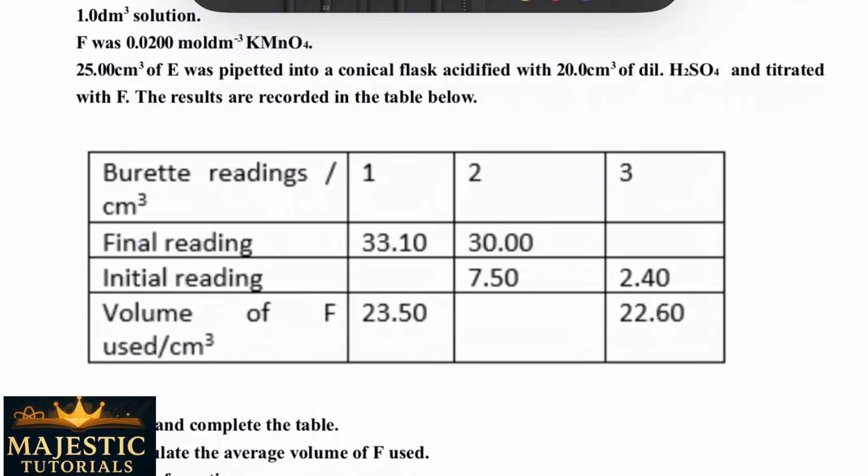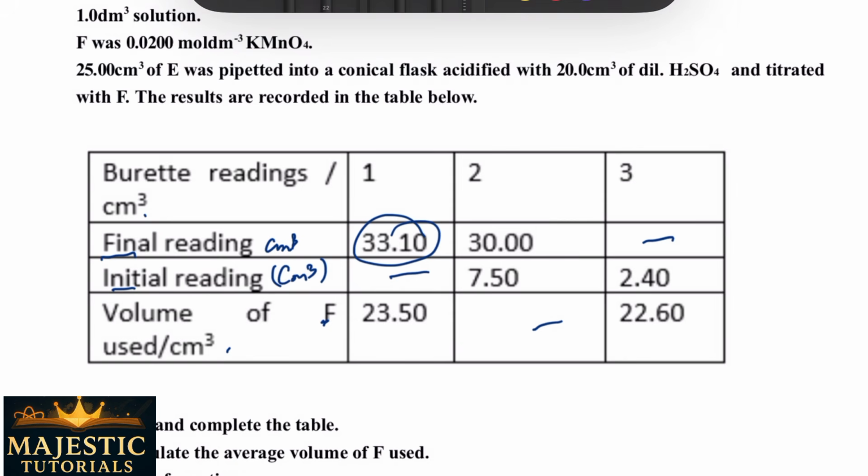Okay, looking at what is here is the final reading. They gave us values, so we have to fill here, here, and remember to follow the rules. Even though they omitted it, they say burette reading and they say cm³, so it has covered every unit here, but to stay on the safer side you can still put cm³. So this is final, this is initial, and this is the volume of F used.